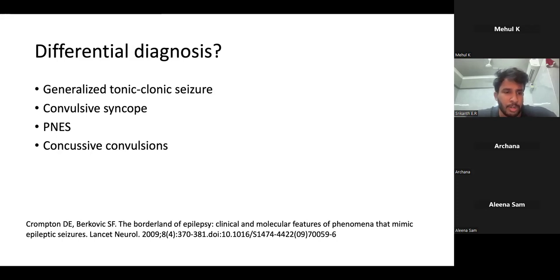The first thing you should know about convulsive syncope is that it usually happens in the setting of a severe bradyarrhythmia, where there is transient ischemia, I mean, transient reduced blood supply to the brain, and then the patient would have a convulsive episode. So we'll try to differentiate the first three here.